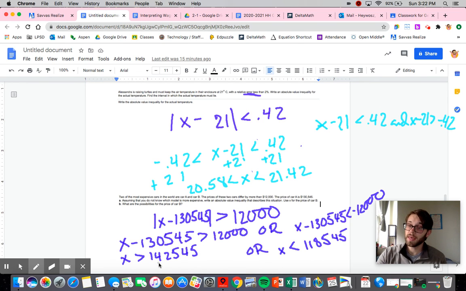So anyway, what we're determining here is that either the price of car B is greater than $142,545 or it is less than $118,545. Both of which are an exorbitant amount of money I would not want to pay for really either car, but that's not where I intend on spending money.